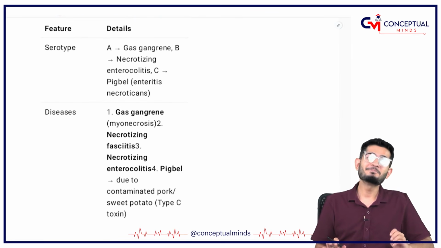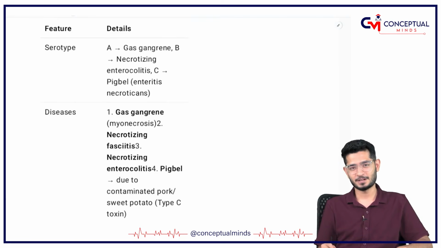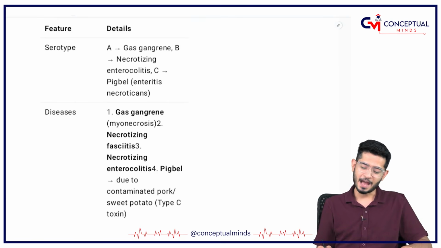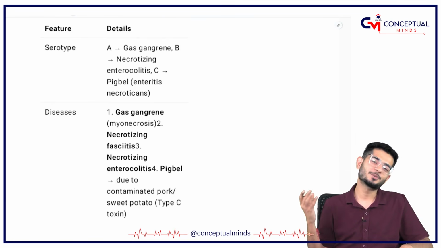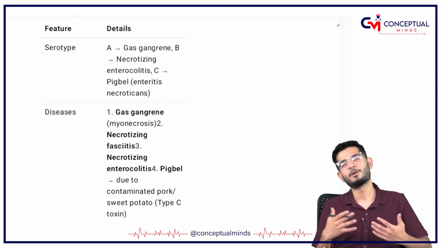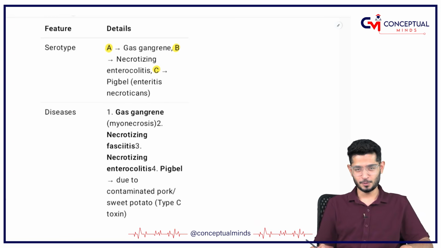So Clostridium perfringens has got different serotypes. Just like me, I have got different roles to play. I'm a teacher in front of you. I'm a student when I sit in the library. Similarly, perfringens has got a lot of serotypes. A, B, C are the most important ones.